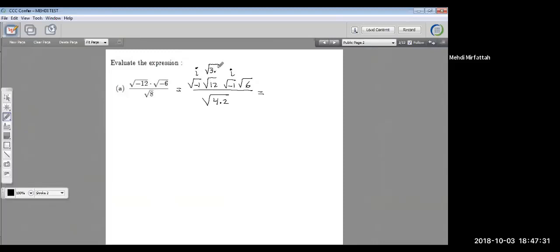Again, part of 12 is perfectly squared. For 6, that would be 2 times 3, right? We cannot bring that up. So in this case, we have i times i. That gives me i squared. Anybody remember what i squared is equal to? -1. I'm going to replace that with -1.